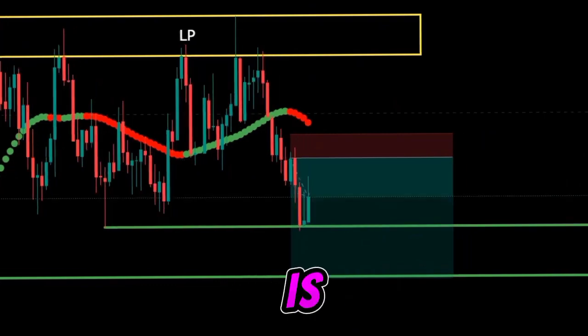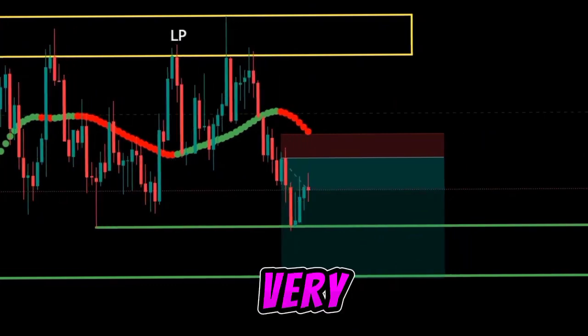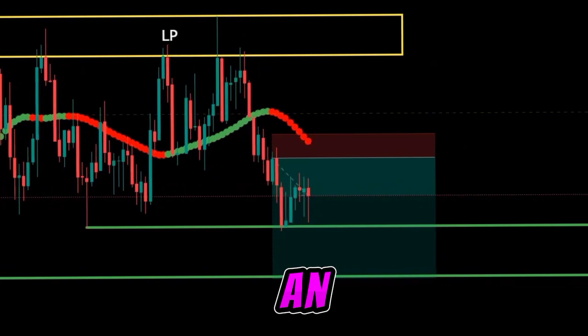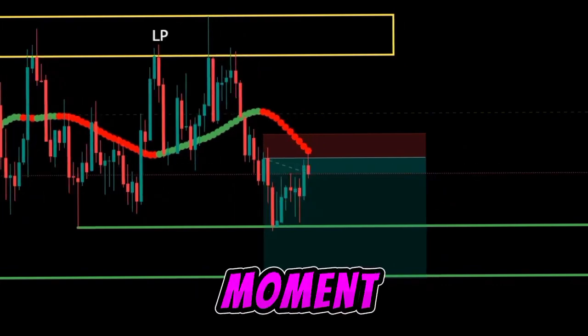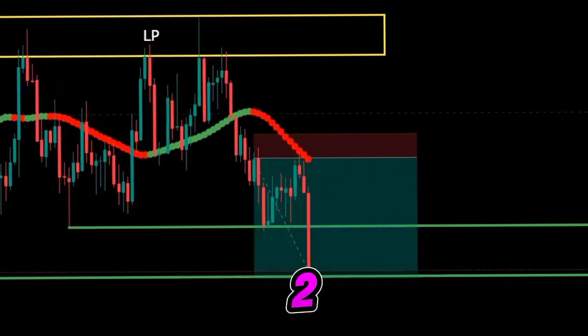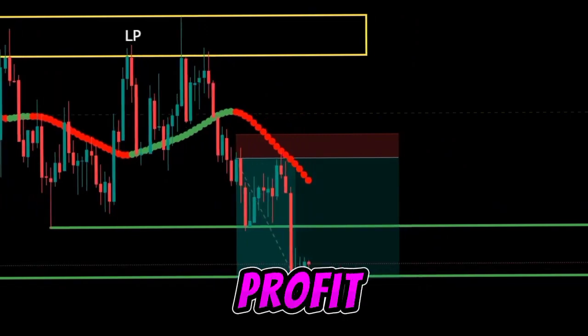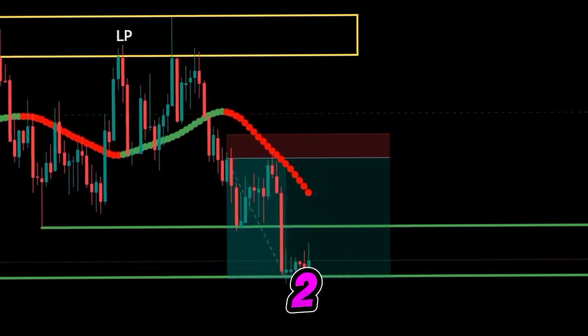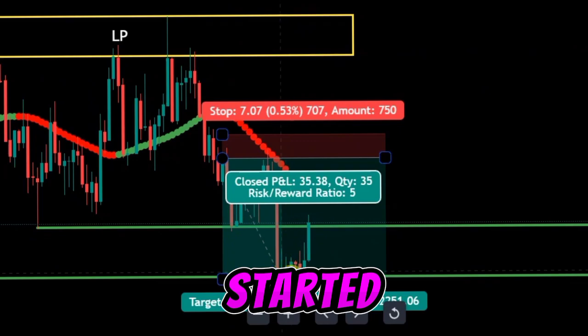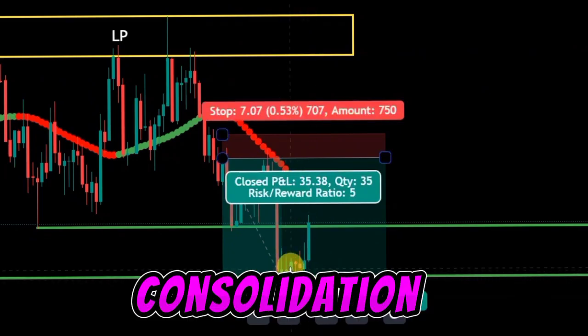Take profit 1 is now hit very quickly. That's why I said if you want to do ultra scalping, now any moment from now we should expect take profit 2 to get hit. As you can see, we got a massive spike to take profit 2, and after take profit 2 got hit, what happened? We started experiencing some consolidation around there.